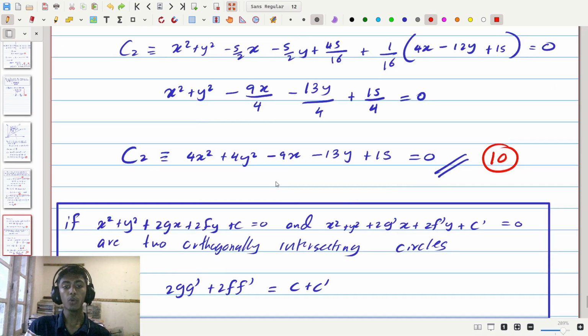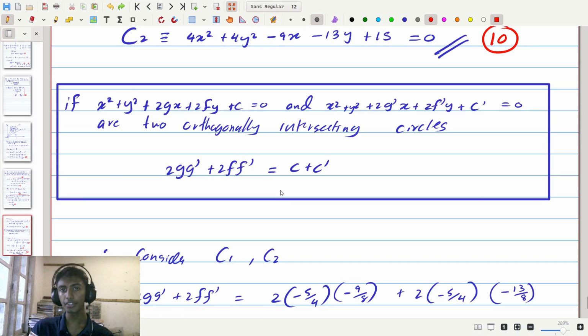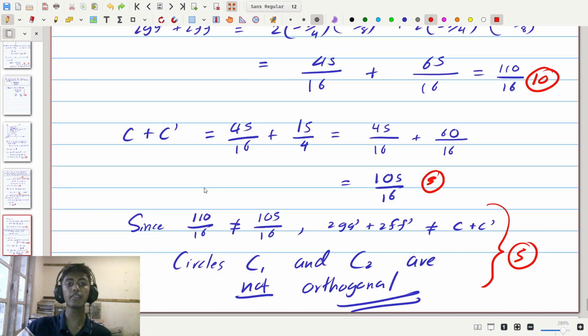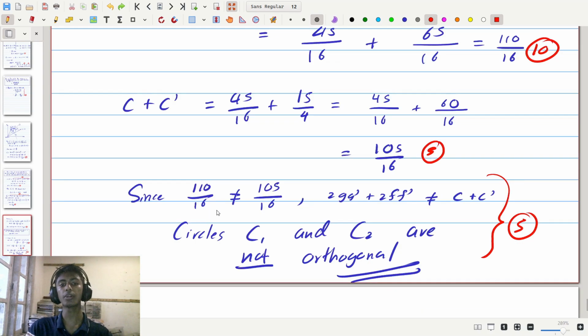Now after that, when you then consider the orthogonality of the circles and you consider this value here and this value here, as in 2 times G prime plus 2 times F prime and C plus C prime, you find the value of this thing right here, 2 times G prime plus 2 times F prime being equal to 110 over 16, you get 10 marks for all of that working. And then when you find the value of C plus C prime to be equal to 105 over 16, you get 5 marks for that. When you then show that these two values are not equal to each other, and hence, since them being equal to each other is the condition for orthogonality, they cannot be orthogonal, you get another 5 marks.